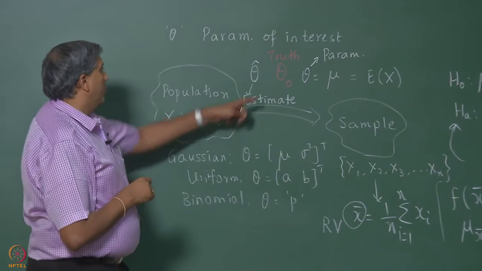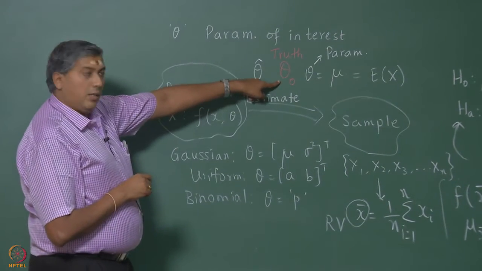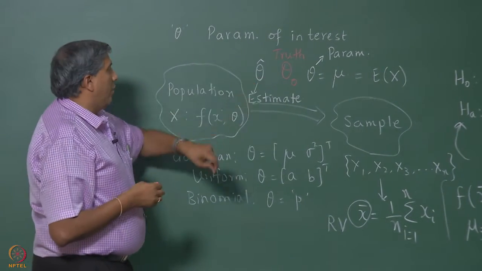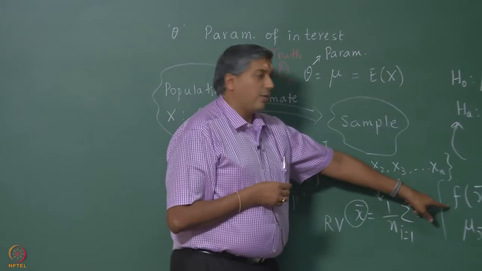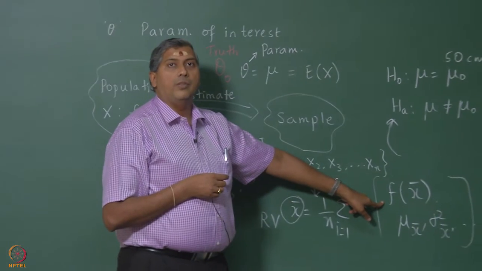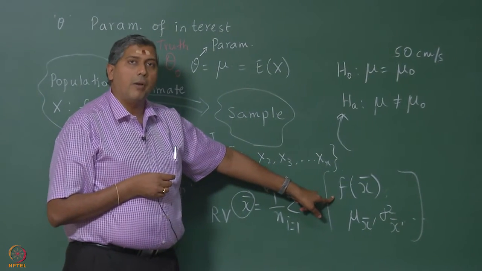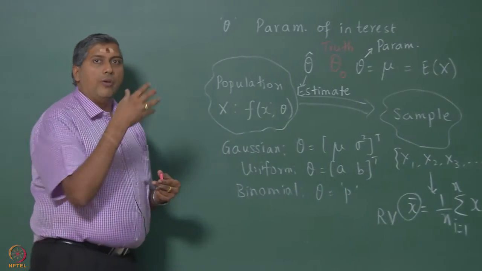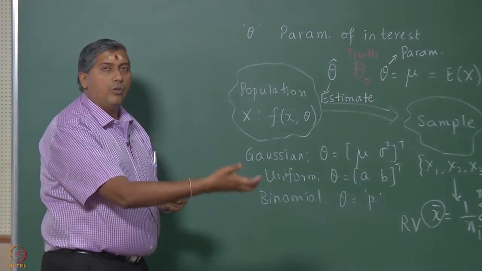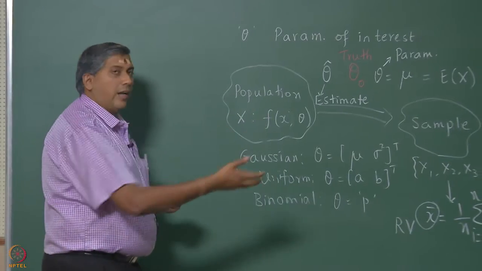So, I do not know the truth and I am going to draw some conclusions about it based on the estimate, but before I do that I will have to construct the distribution of the estimate. This is what we call the sampling distribution. So, hopefully now it gives you a feel of where we were and where we are going to go in this and the next lecture.